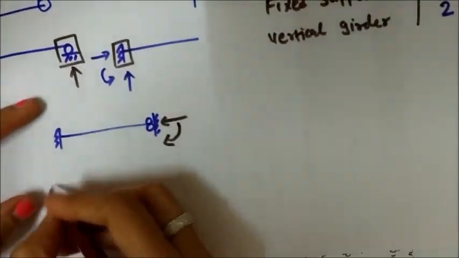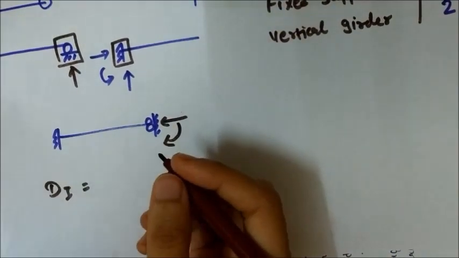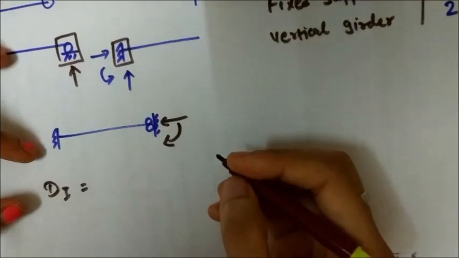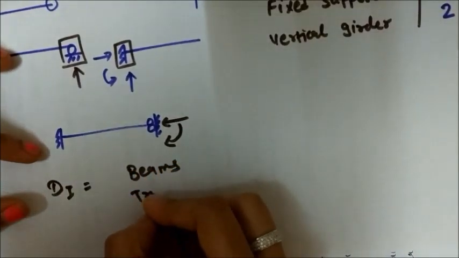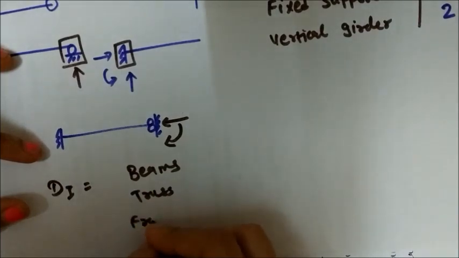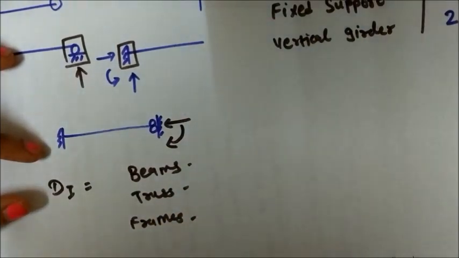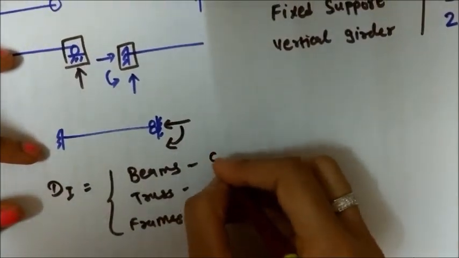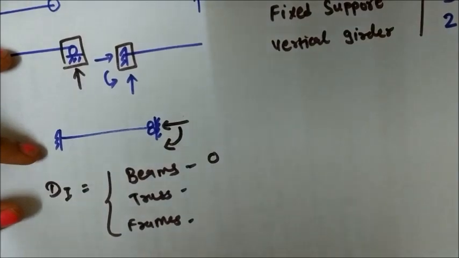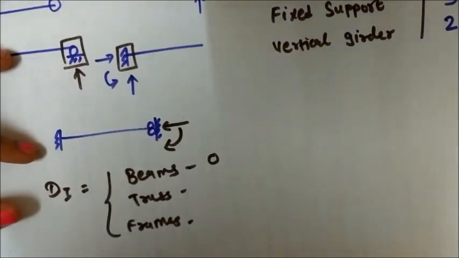Now when we talk about internal indeterminacy, Di, for different structures, for beams, for trusses and for frames, there are different formulas related to Di. Generally for beams your internal indeterminacy will be 0, and for trusses and frames I will explain in my further lectures.